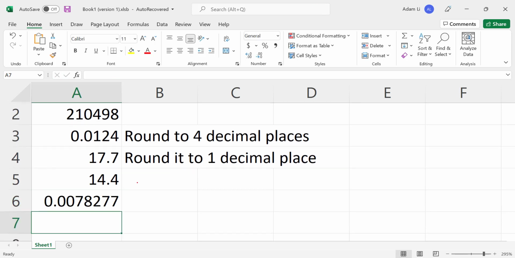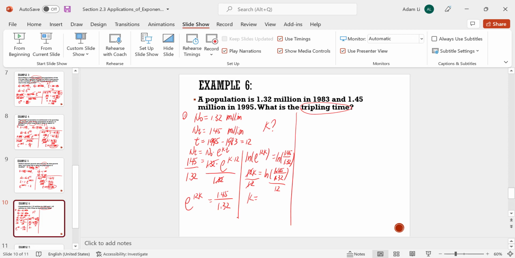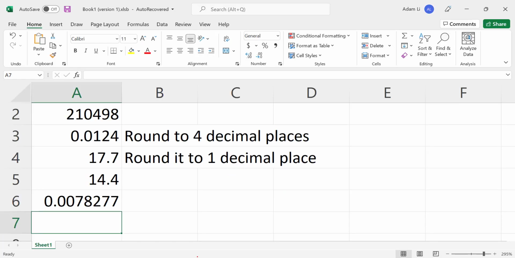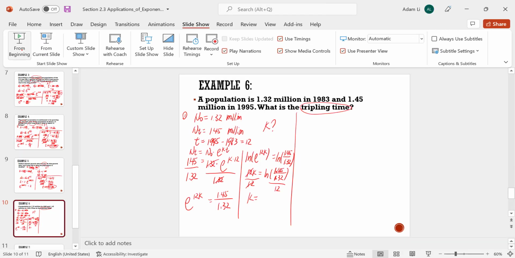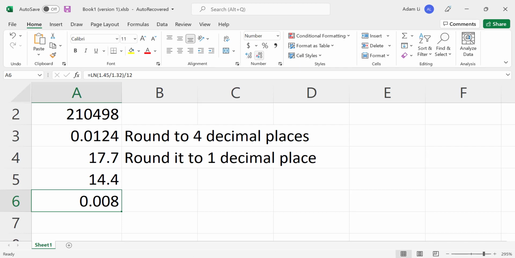So it's 0.0078. Double check the number of time. Yeah, 12, that's good. Perfect. So go back to Excel, and we're going to run it to 4 decimal places, 0.0078. And we're going to turn it to a percent. No, actually more decimals is better, so maybe a couple more. 0.0078277.